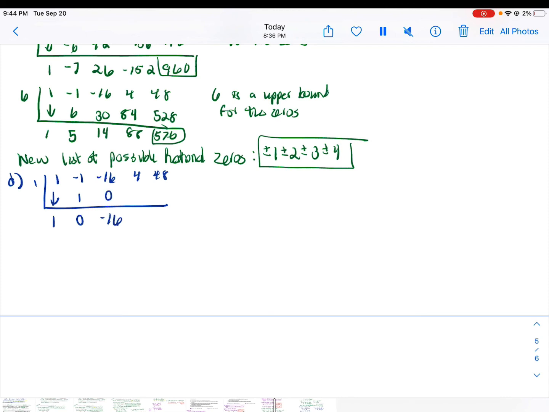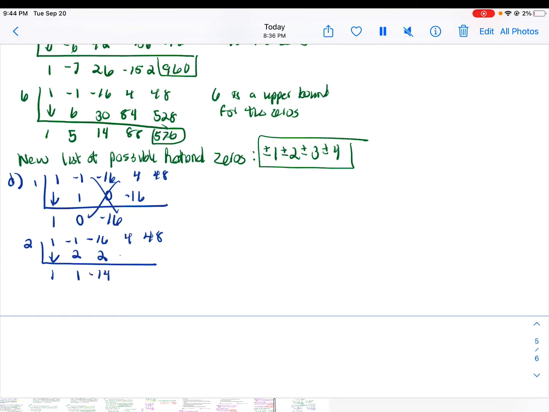And I want to see what kind of remainder I get. At this point, it's pretty obvious that I'm going to get a remainder, so I can stop, and 1 doesn't work. So I'm going to try 2, my next positive one. And this one worked. I got a remainder of 0. So I found my first 0. So x equals 2 is a 0 of this polynomial.